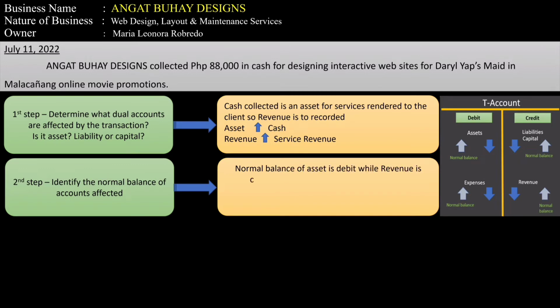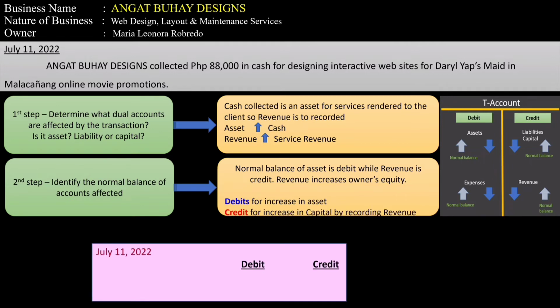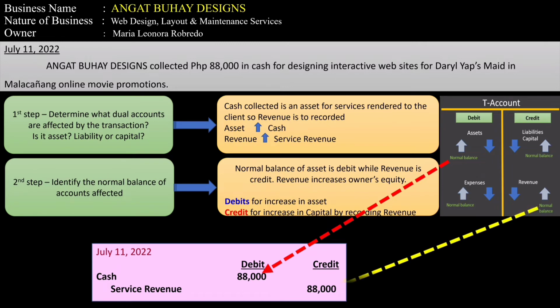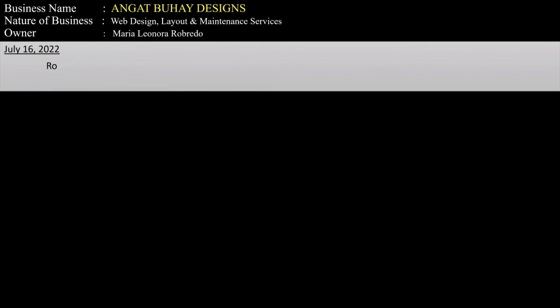So, we will determine next is the normal balance. What's the normal balance of asset? Debit. So we will debit cash. So what is the normal balance of revenue? Normal balance of revenue is credit. So we will credit revenue 88,000 pesos. Again, always maintain that the debit and credit must always be equal.